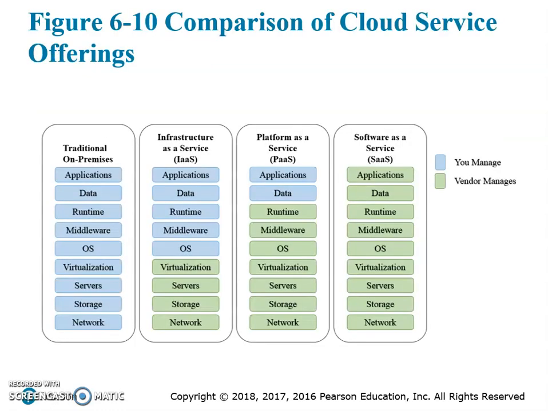This next slide goes over some of the comparisons of cloud service offerings. On the far left, this is everything in-house. This is your network storage, your OS and your applications, everything we're doing internally. So we have full control over this. If we're expanding, if we know we're going to get more customers to our website, we need to beef up our network. We need to beef up our storage.